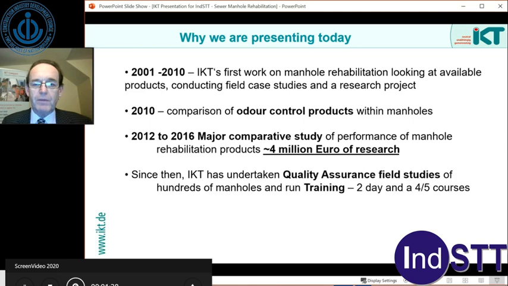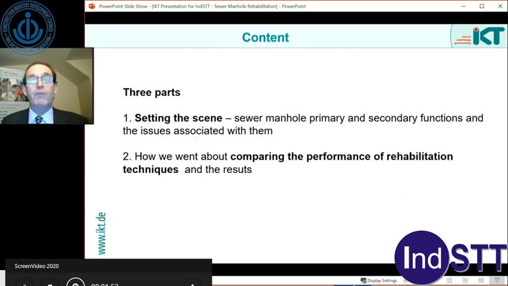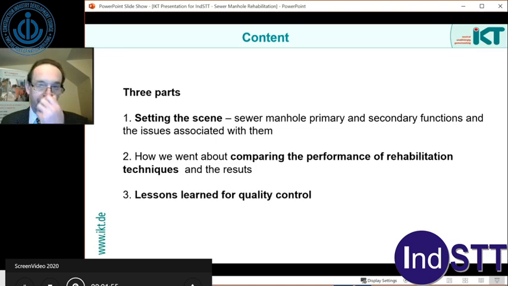And since then, we've been doing quality assurance field studies involving hundreds of manholes in the Netherlands and Germany, and running training on 2 to 5 day training courses. So what I'm going to talk about are 3 things: setting the scene of what happens with sewer manholes in terms of their primary and secondary functions, and then how we went about comparing the performance of rehab techniques, and finishing with some of the lessons that we learned.